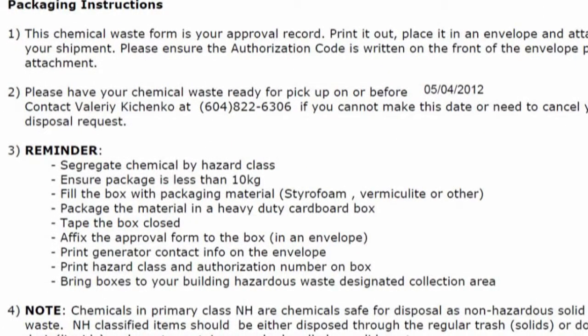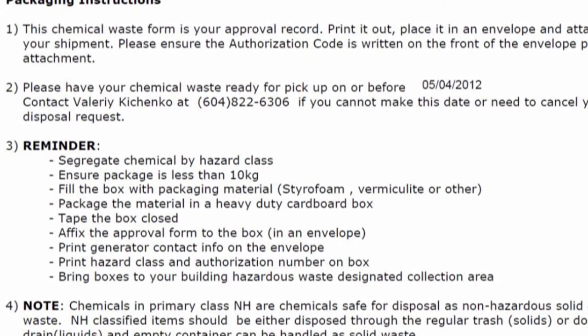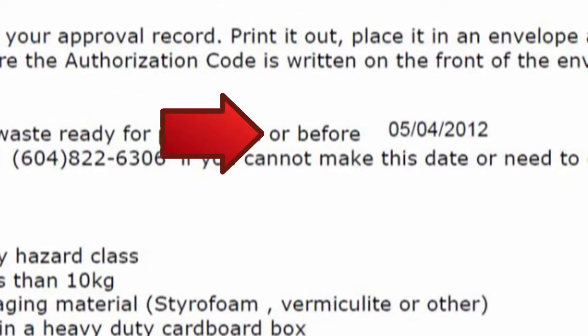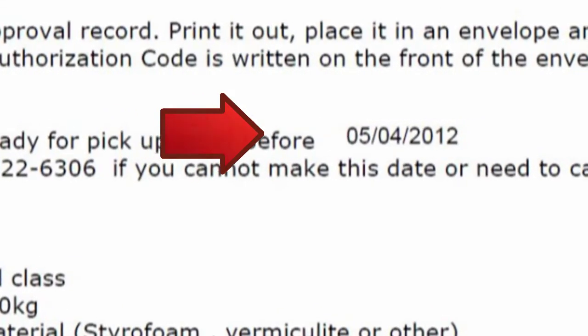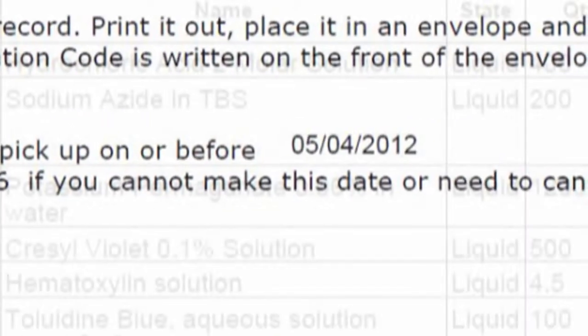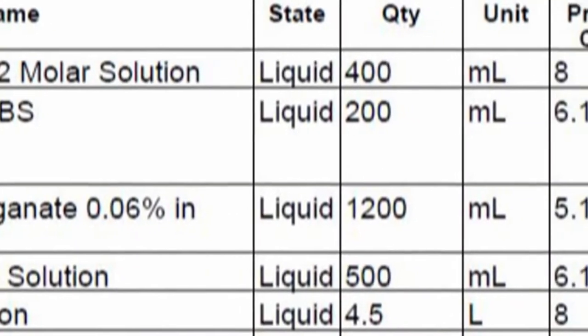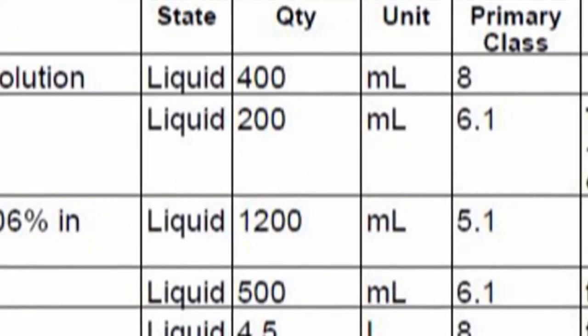In the second part, you'll find packaging instructions and reminders. It also indicates the date for pickup. Please have your waste package ready at the designated pickup location before that date. The last part of this form contains the table of chemical materials you submitted.